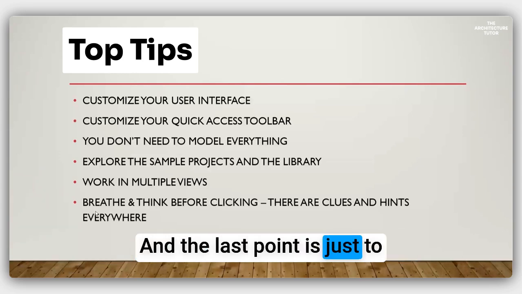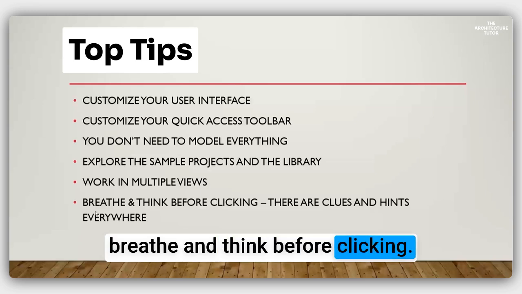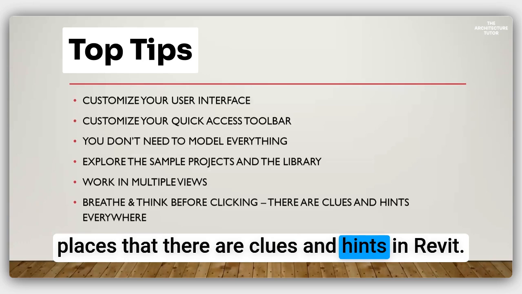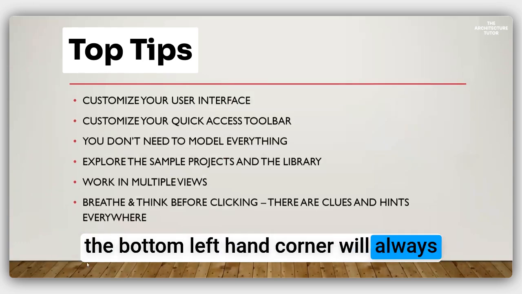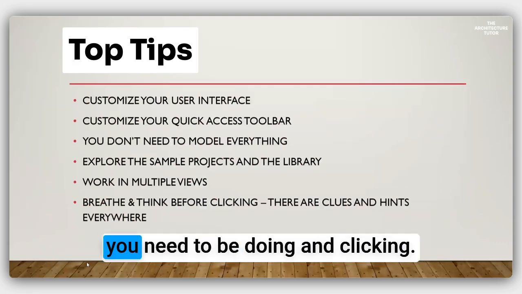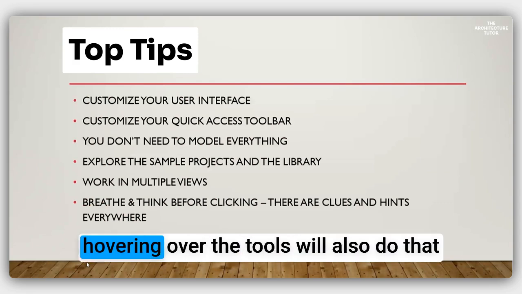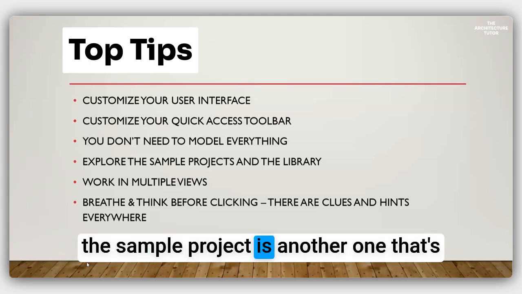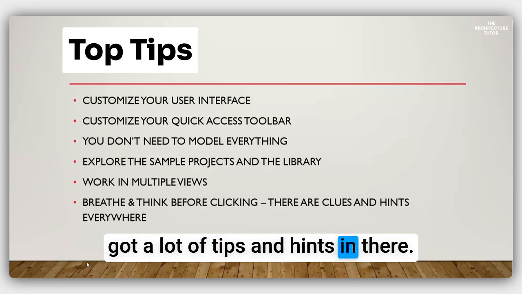And the last point is just to breathe and think before clicking. So I showed you a few of the different places that there are clues and hints in Revit. The bottom left-hand corner will always give you a bit of a hint or a clue to the tool that you're currently in or what you need to be doing and clicking. Hovering over the tools will also do that and give you an overview of the tool. The sample project is another one that's got a lot of tips and hints in there.